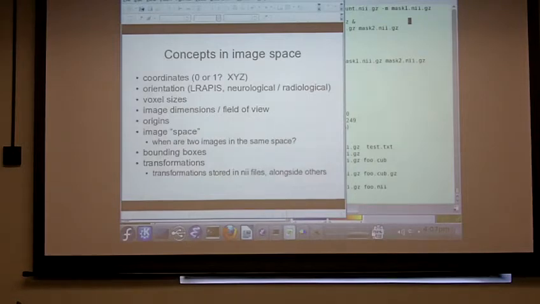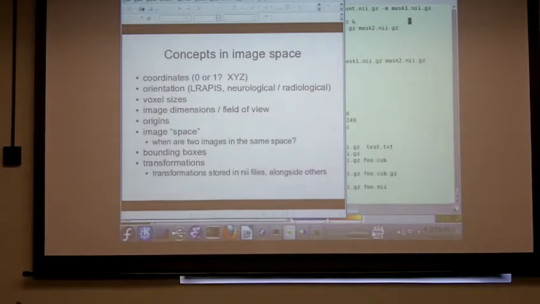So these are coordinates relative to the corner, and they're in units of voxels. If the corner one is 0, 0, 0, the next voxel over is 1, 0, 0, and 2, 0, 0, and so on. And eventually you run out of data in that row, and you go into 0, 1, 0, and so on.